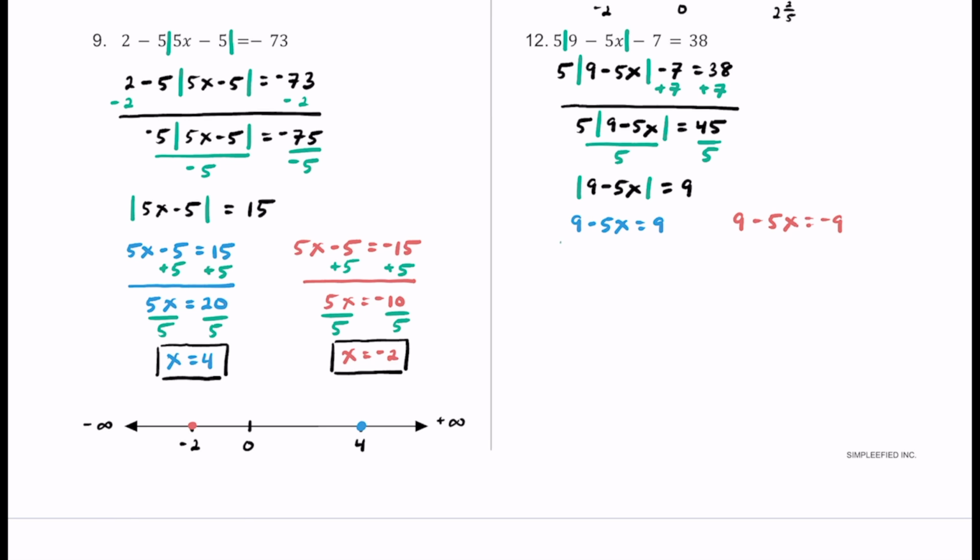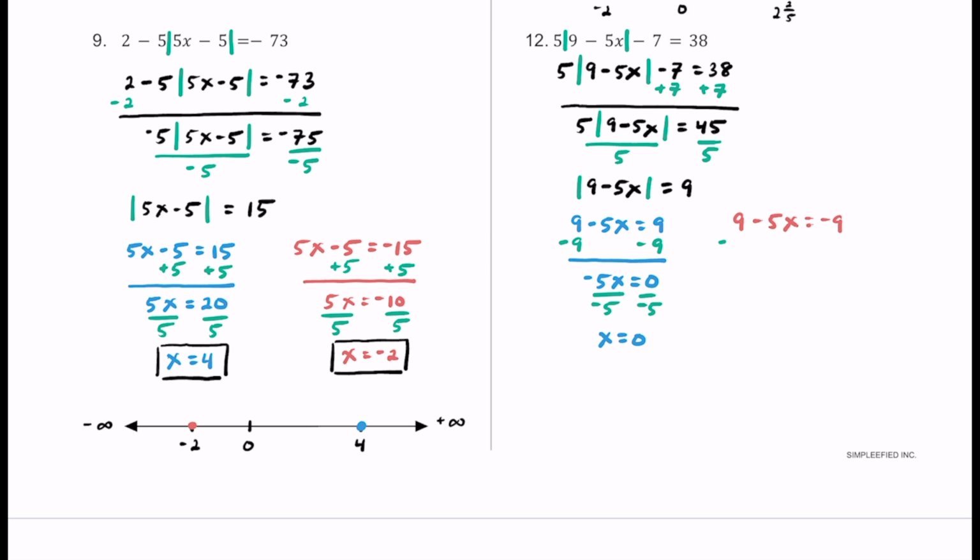All right, so to solve this, we can start by subtracting 9 from both sides of the equation. So 9 minus 9 on the left side is going to be 0, so that's just going to be negative 5x is equal to 0. Then to isolate the x, we can just go ahead and divide both sides by negative 5. The negative 5's will cancel out, and 0 divided by negative 5 is 0, so x equals 0 would be one of our solutions.